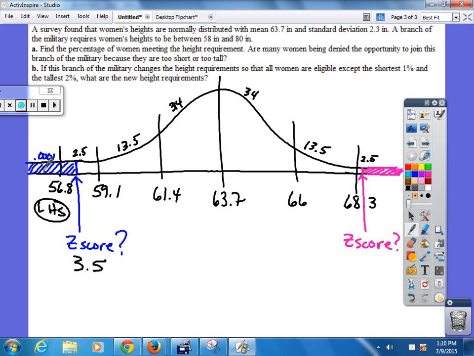Actually, I should have put it over here. My bad. But anyway, this z-score is 98%. Why 98%? I thought you said top 2%. Yes, if this is the top 2%, what's on the left-hand side?